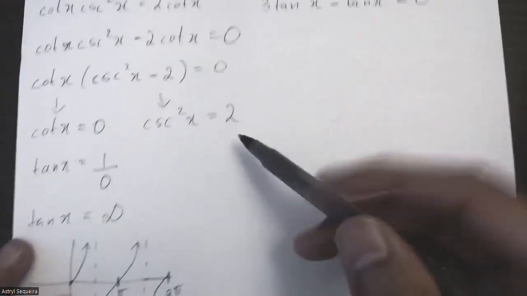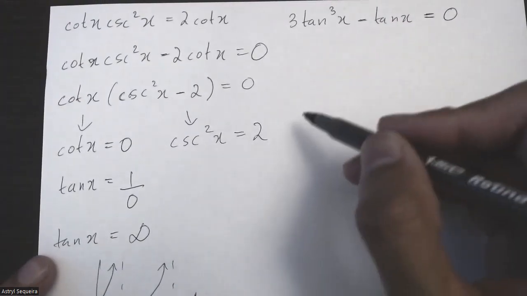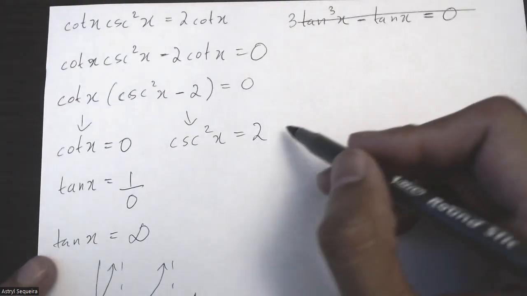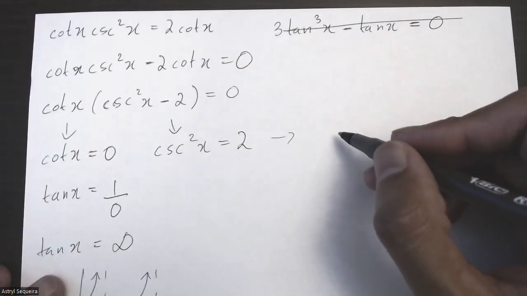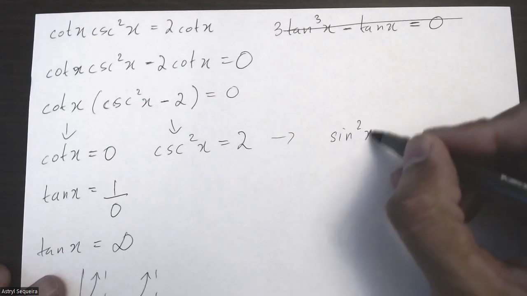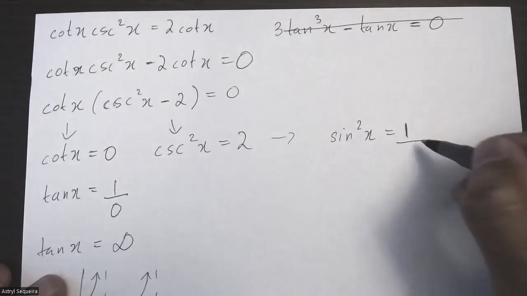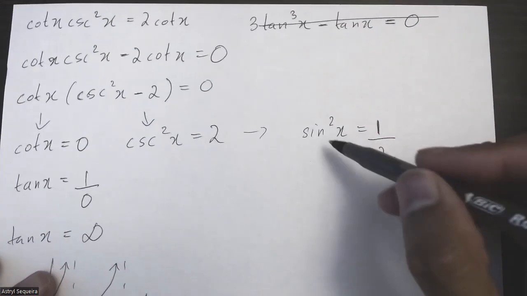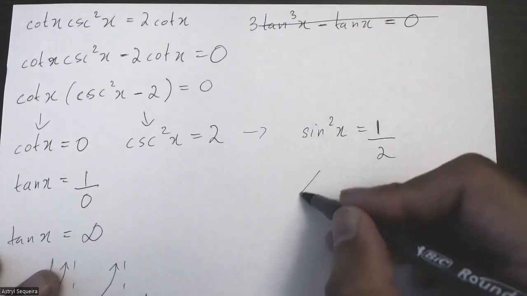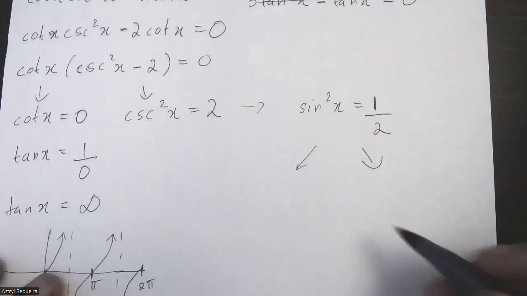When I come to this question over here, I'm not even going to do this one on this page. I'm going to first rewrite this as sine square x equals to 1 over 2. I just converted cosec to sine and flip this upside down. Now when I square root both sides, I'm going to split into two equations over here.